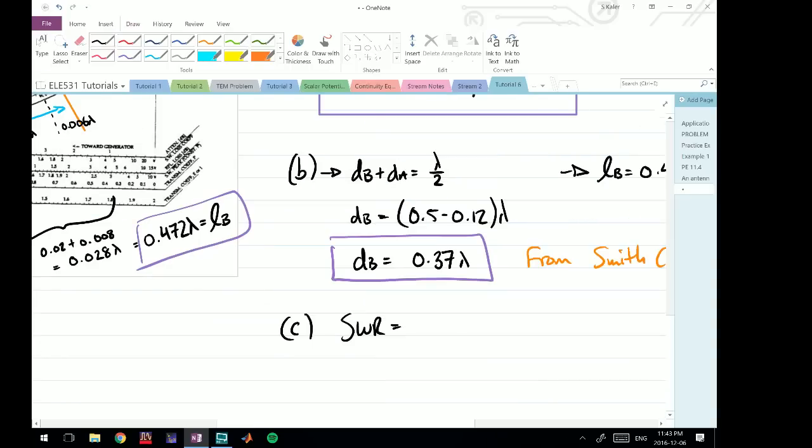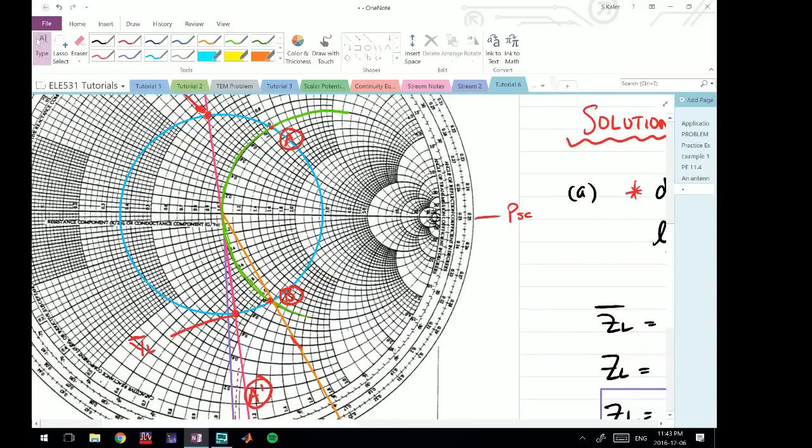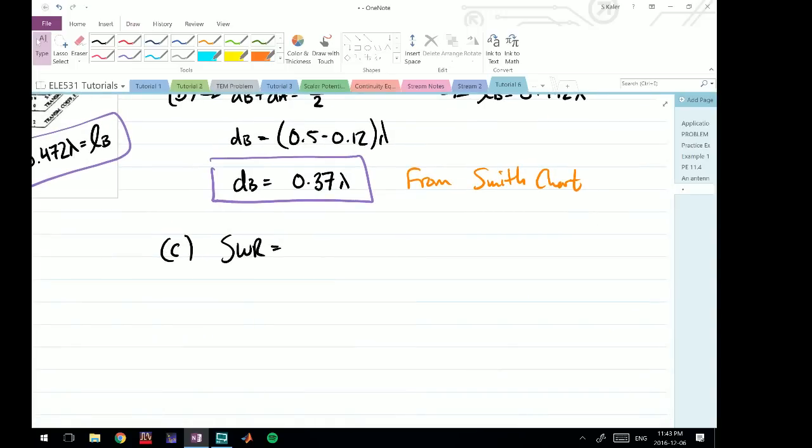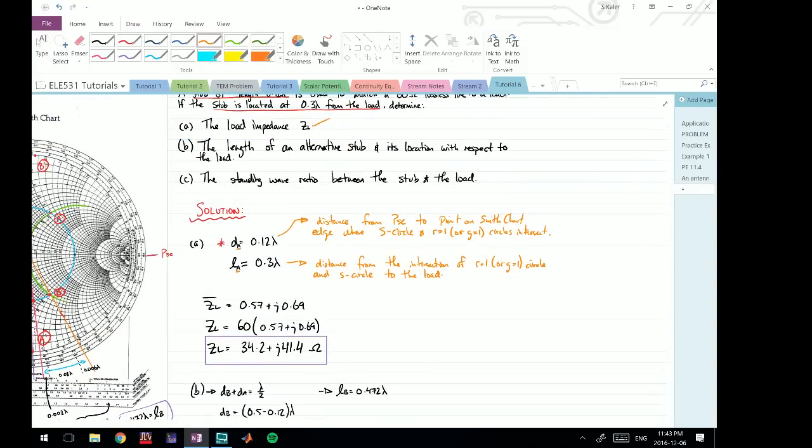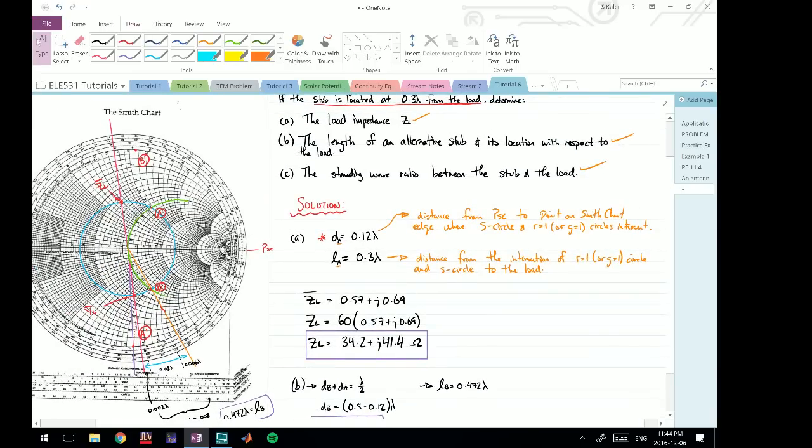Now, SWR. How do I find the SWR between the load and the stub? The SWR between the load and the stub is simply the length of that line right there. In other words, it's just this intersection here. And if you were to look at that intersection with a thin enough line where you could see it clearly, you would find that the SWR is 2.65. And so that is your SWR. So we've done the length of the alternate stub, and we've solved the standing wave ratio between the stub and the load.